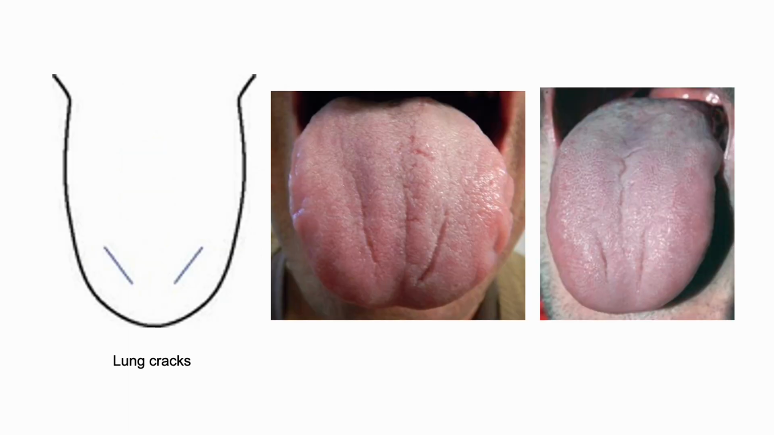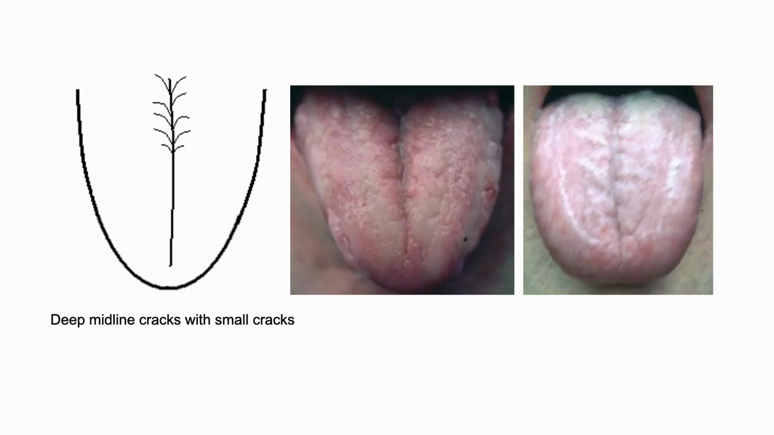Short, transverse cracks behind the tip in the lung area usually indicate a past lung pathology such as pneumonia, whooping cough, or repeated lung infections during childhood. As such cracks reflect past pathologies, they do not have a major clinical significance. An extremely deep midline crack with other small cracks branching out from it is usually seen in a red tongue without coating. It indicates a severe kidney-yin deficiency with empty heat in the kidneys and heart.